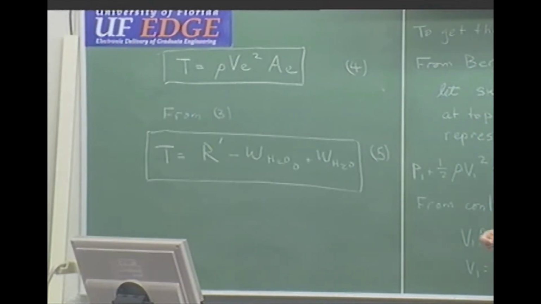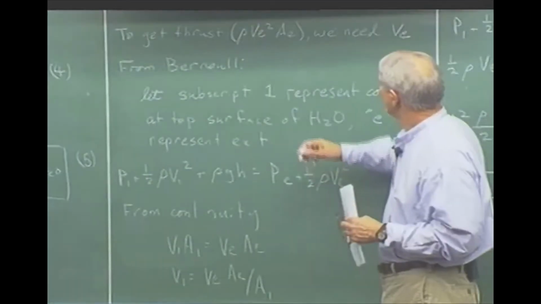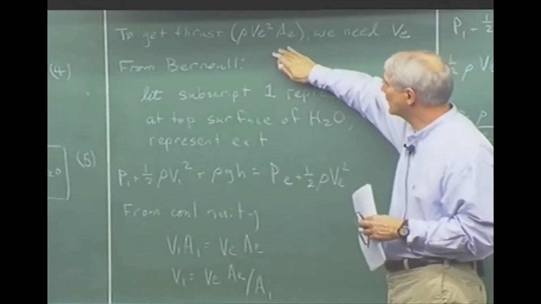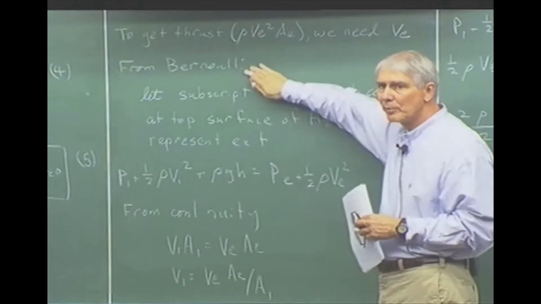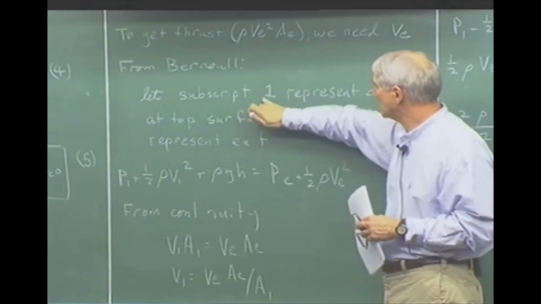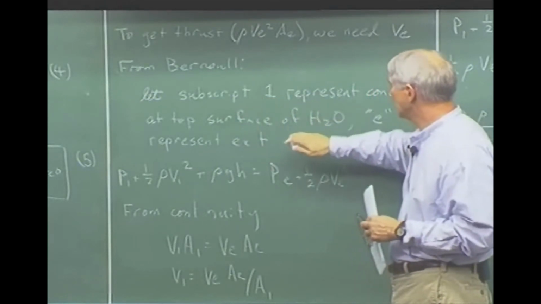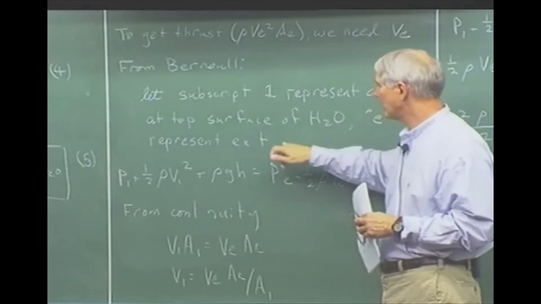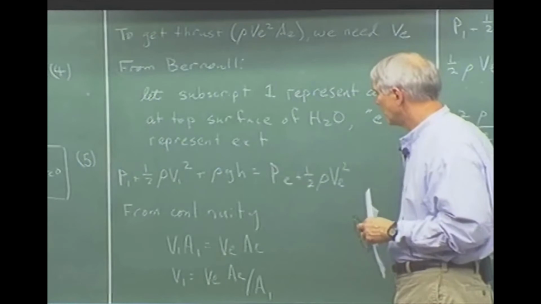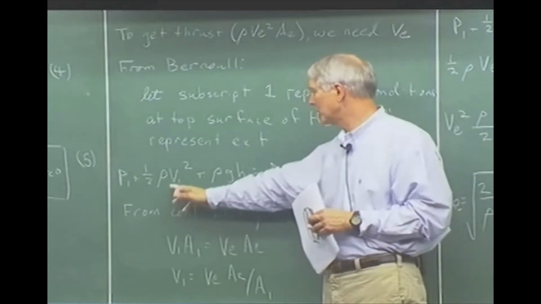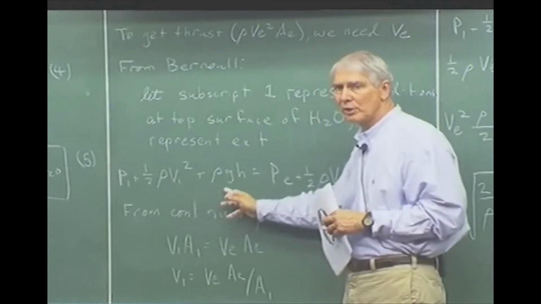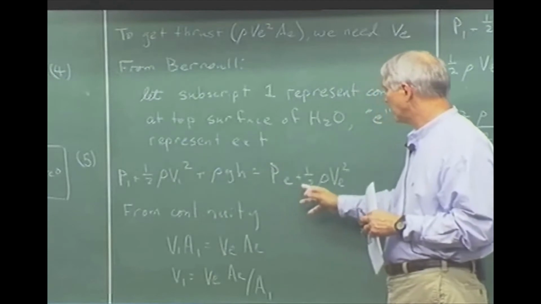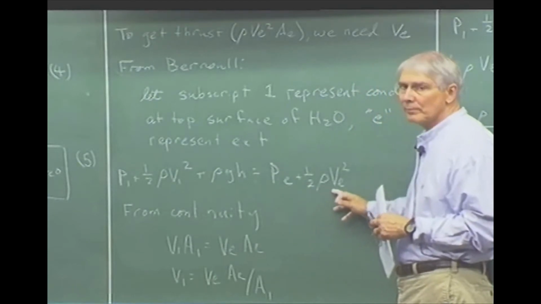Now, in order to get the thrust, we need the exit velocity. So we'll start working on that now. To get the exit velocity, first we're going to use the Bernoulli equation. We're going to let subscript 1 represent the conditions at the top surface of the water, and E will represent the exit conditions. So if we write the Bernoulli equation, we have P1 plus 1/2 rho V1 squared plus rho g h equals P exit plus 1/2 rho V exit squared.